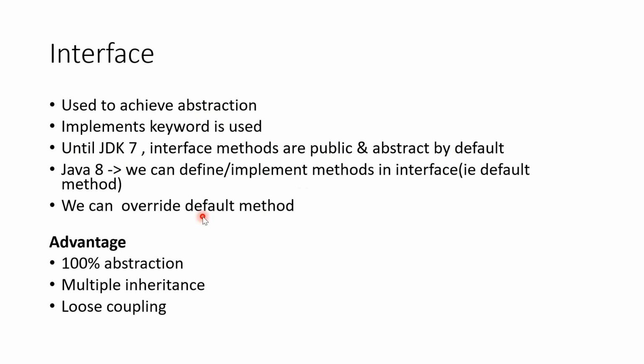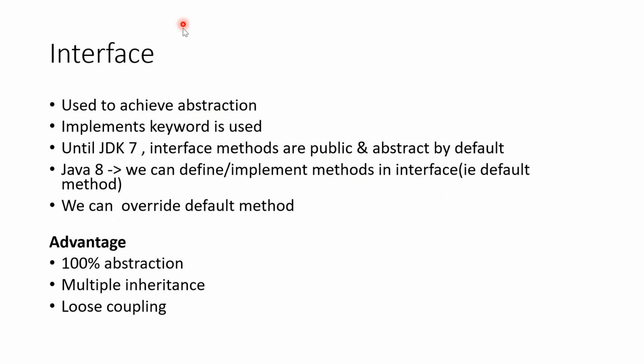Later on in JDK 8, we can define implemented methods in interface also. That is, apart from an abstract method, you can have another method also in the interface that we call a default method. In the demo, I'll be covering that also. And we can override the default method. So the default method, whatever I'm going to create, without the abstract keyword, I'll be having a method in the interface. That method I can very well override. Override means what? When I introduce the inheritance concept in my child class, I can come up with my own business logic with the same name of the method. That is called the override concept, right? So that I can do.